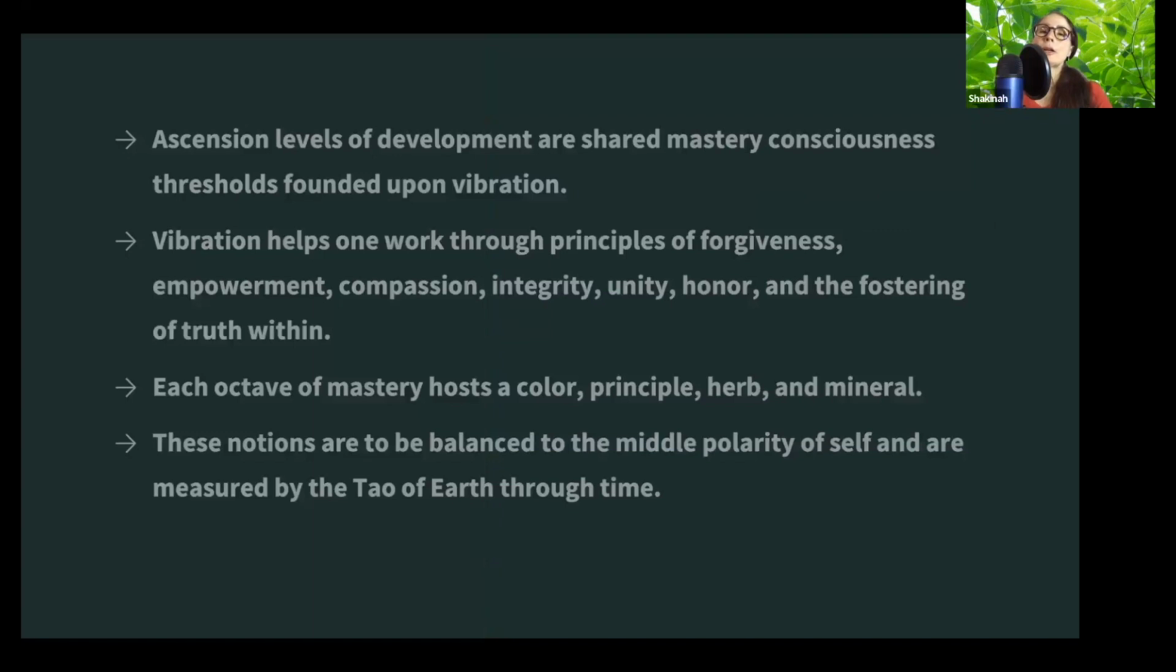Ascension levels of development are shared mastery consciousness thresholds founded upon vibration. Vibration helps one work through principles of forgiveness, empowerment, compassion, integrity, unity, honor, and the fostering of truth within. Each octave of mastery hosts a color, principle, herb, and mineral. These notions are to be balanced to the middle polarity of self and are measured by the Tao of Earth through time. We'll have lots of handouts on the language of light, herbs and minerals, lots and lots of information coming.